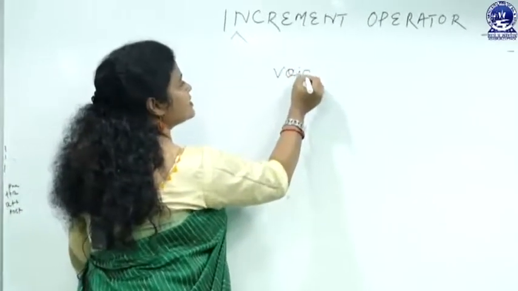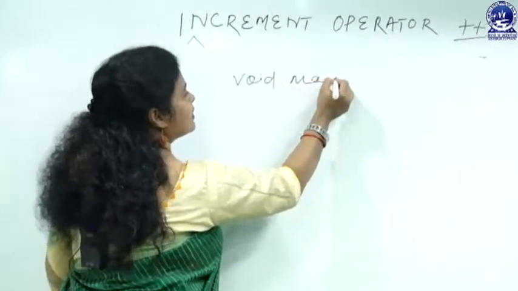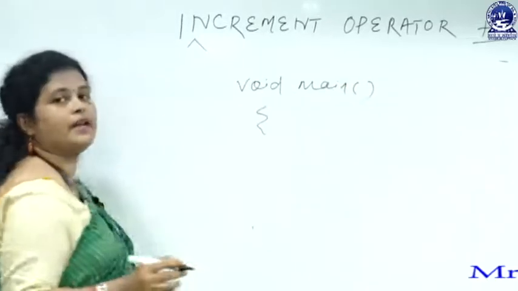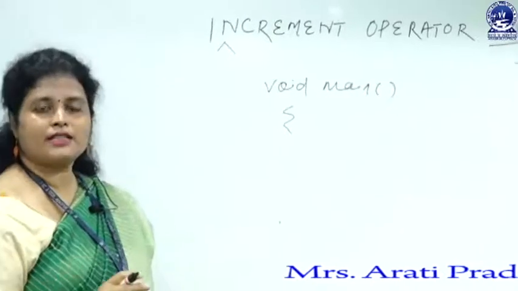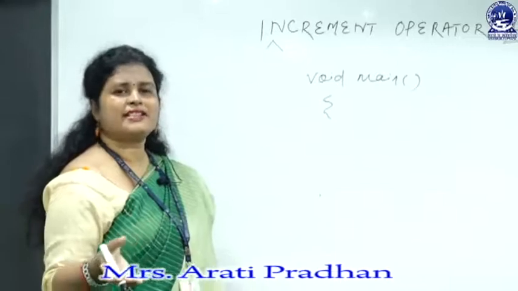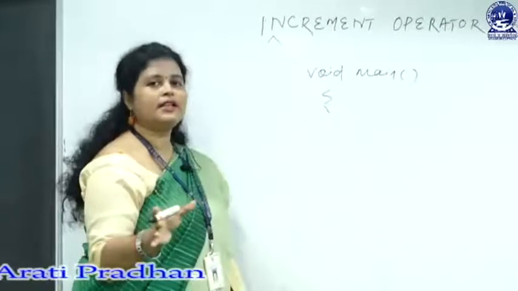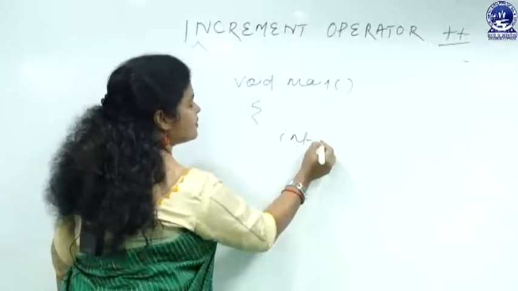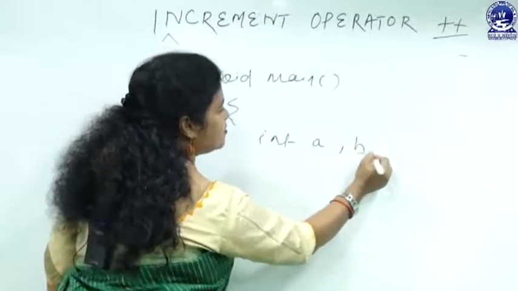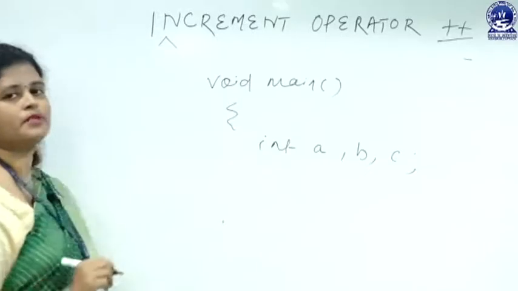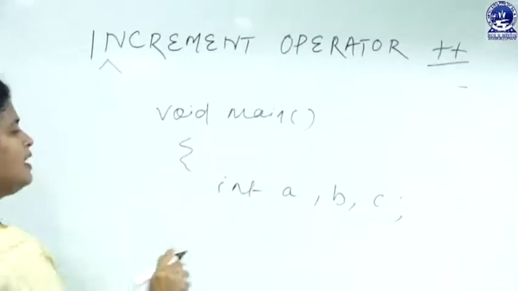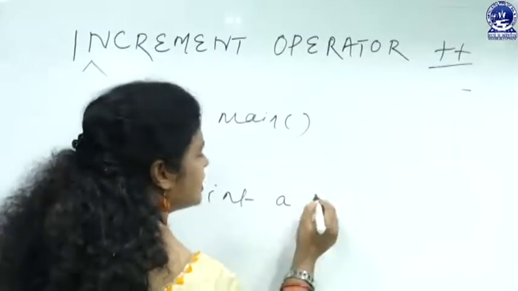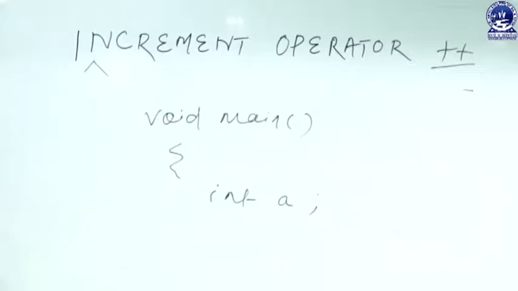Let the coding be void main. Yes, you may write this program using a class also, but it is just an example, so I am using only the void main block here. Suppose the statements are int a, b and c. Here I am using 3 statements. Let me use only one statement here, then I will write the next program.